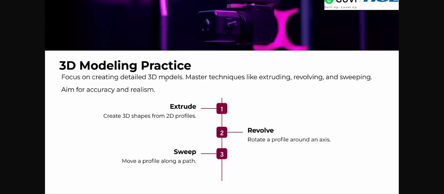Okay, so moving on to the next slide, 3D modeling practice. Once you start taking practical projects, you will learn about 3D modeling also. The more challenges you face, the more you will improve once you start exercising 3D modeling. Apart from practical projects, you can practice 3D modeling where you can take the help of design books.